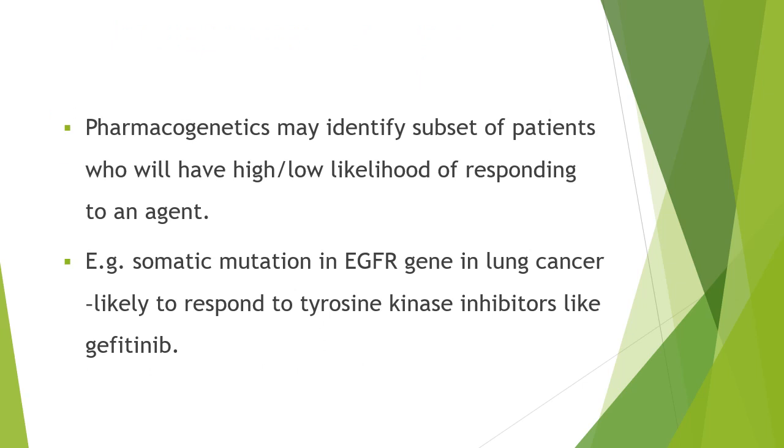Pharmacogenetics may identify subsets of patients who will have high or low likelihood of responding to an agent. For example, somatic mutation in the EGFR gene in lung cancer is likely to respond to tyrosine kinase inhibitors like gefitinib.